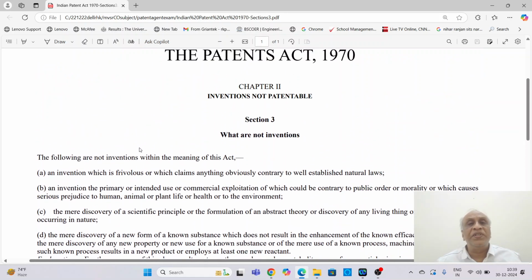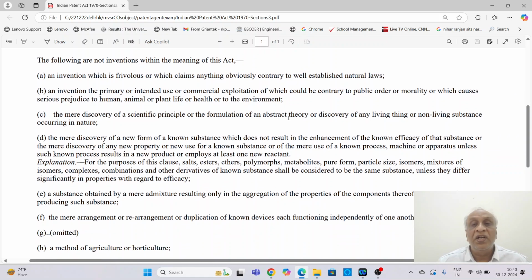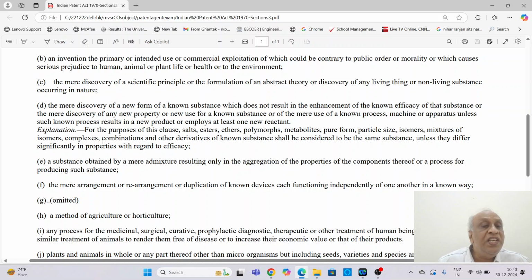What we are listing out, basically, is Section 3. And what does Section 3 speak about? Section 3 speaks about what cannot be patented. Section 3 speaks about what cannot be called an invention. Section 3 speaks about the list of non-patentable things according to the Indian Patent Act. Okay, so let us go to Section 3E.